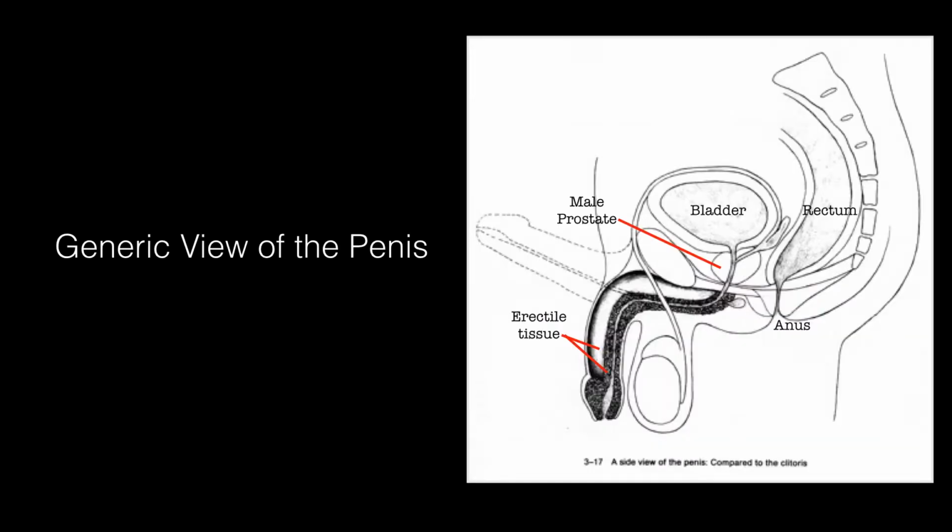So here is a generic view of the penis, and you can see that it is a drawing in context. So you can see the rectum, the anus, and the bladder all labeled. And what we're focusing on here in this drawing is the erectile tissue. The erectile tissue is the dark, squiggly, filled-in lines, the space of that soft cock. And you can also see the dotted line on the left-hand side of the picture that indicates where the erect penis would stand.